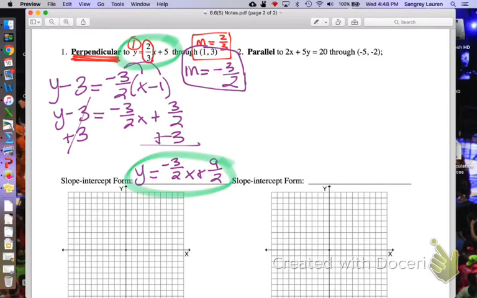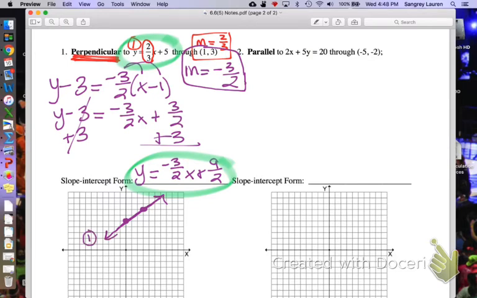So now we graph. Line number 1, we graph the 5 first. So we're going up 1, 2, 3, 4, 5, making a point. And then the slope for line number 1 is 2/3. So I go up 2 and to the right 1, 2, 3. So there's line number 1.